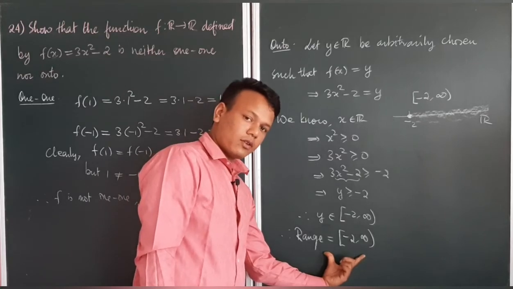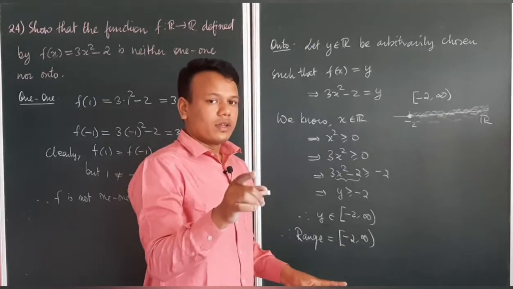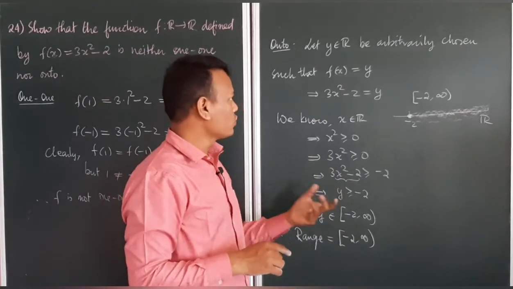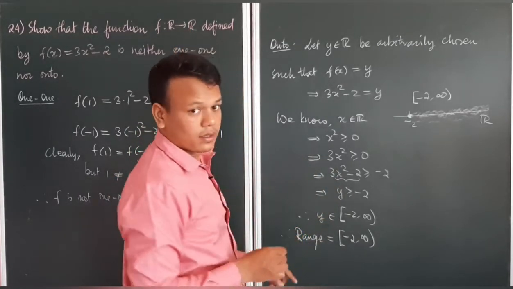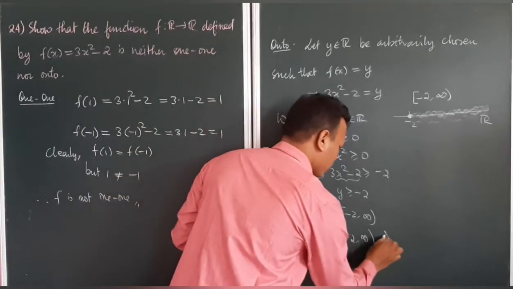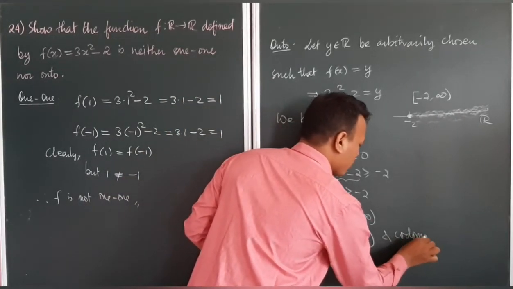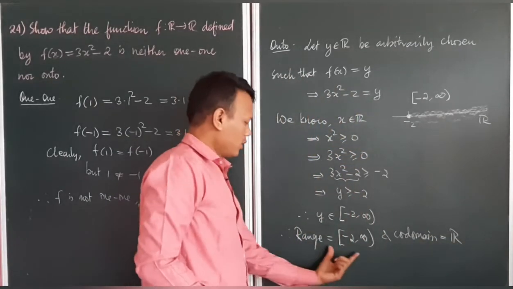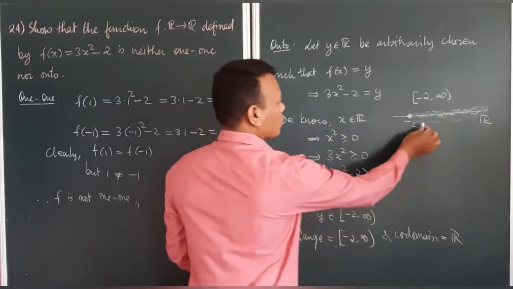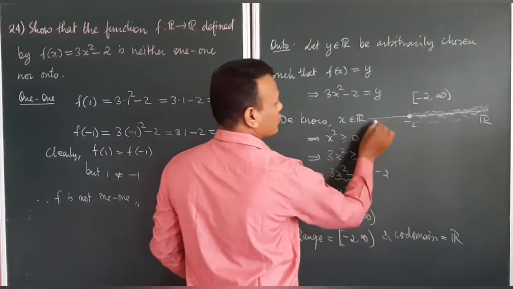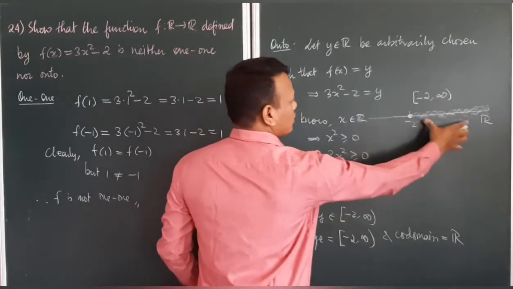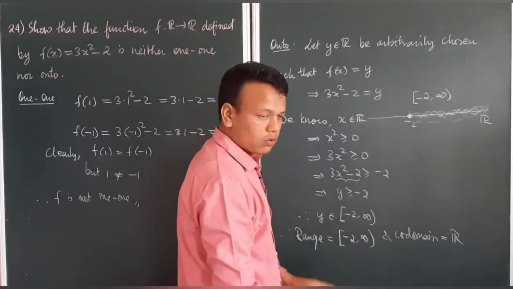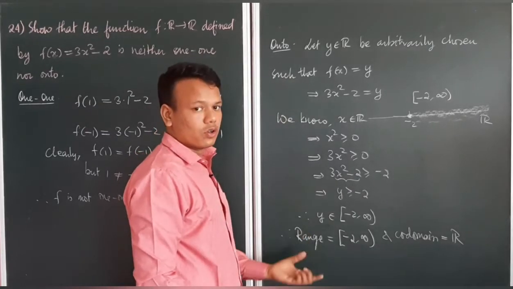This is my range, and we know that in onto, codomain and range must be equal. Codomain is the second set, which is R. Now are they the same? No, right? The real line extends this way as well, but this interval is only this much. So range and codomain are not equal, and that's why f is not onto.